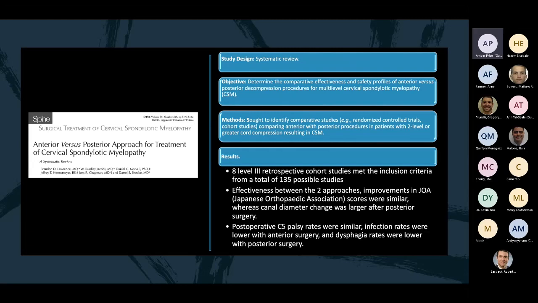So do outcomes change based on the anterior versus posterior approaches? The two main systematic reviews that I looked at basically showed that both approaches can be effective.